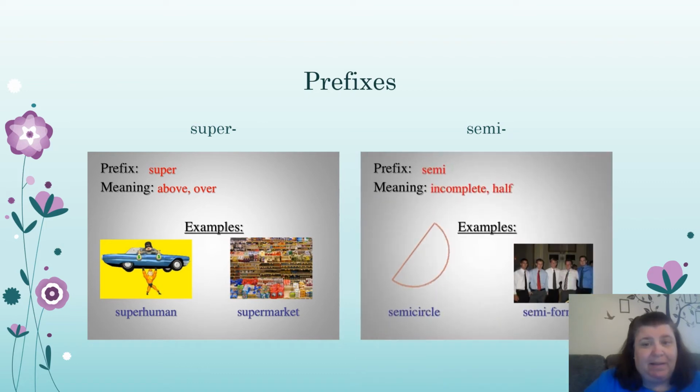Semi, which means incomplete or half. We have a semicircle, which is a half of a circle or an incomplete circle. We have a semi-formal, which means it's not quite formal. It's just kind of in the middle. It's halfway. It's incomplete.